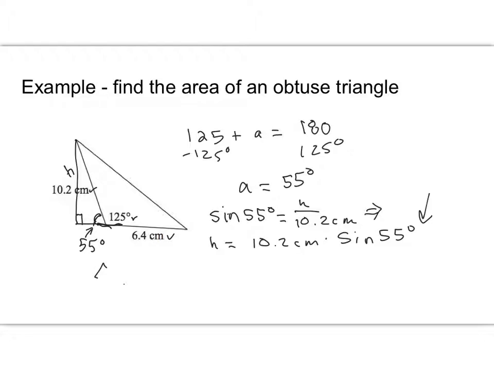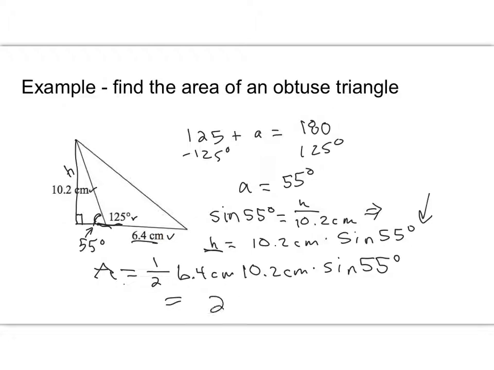Now I can go ahead and plug in for the area of a triangle. I have everything I need. I have 1/2. My base is 6.4 centimeters. That's at the bottom of my triangle. And my height is 10.2 centimeters times the sine of 55 degrees. I'm putting all that in one step so that I don't have a rounding error, and I get about 26.7 centimeters squared.